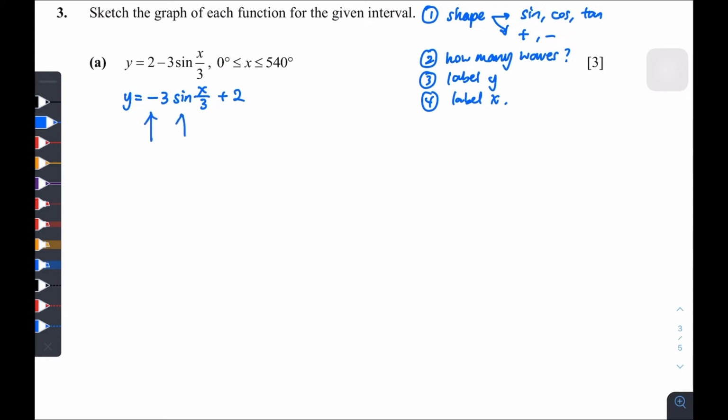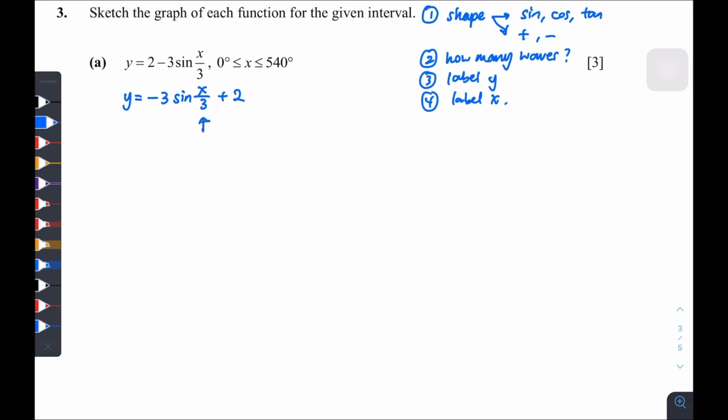This is a negative sine graph, which means it will be in this shape, right? The positive sine graph is like this. The negative sine graph will be like that, flipped vertically.